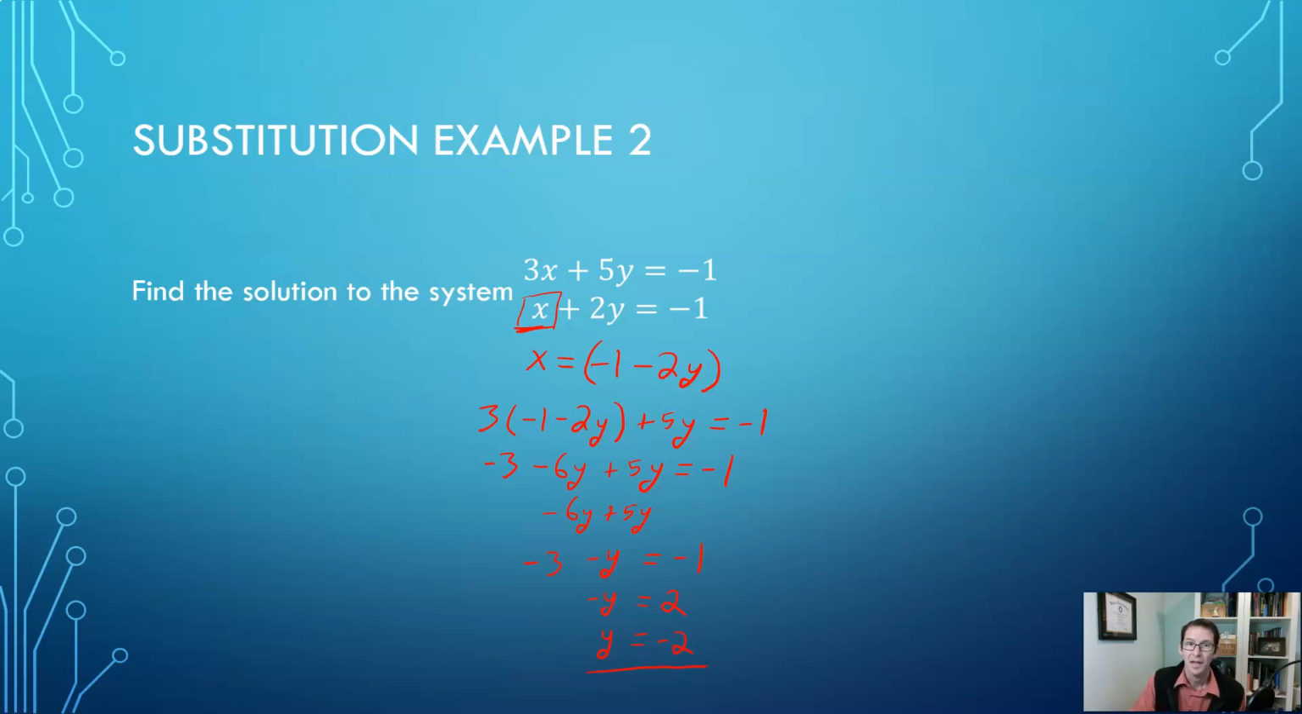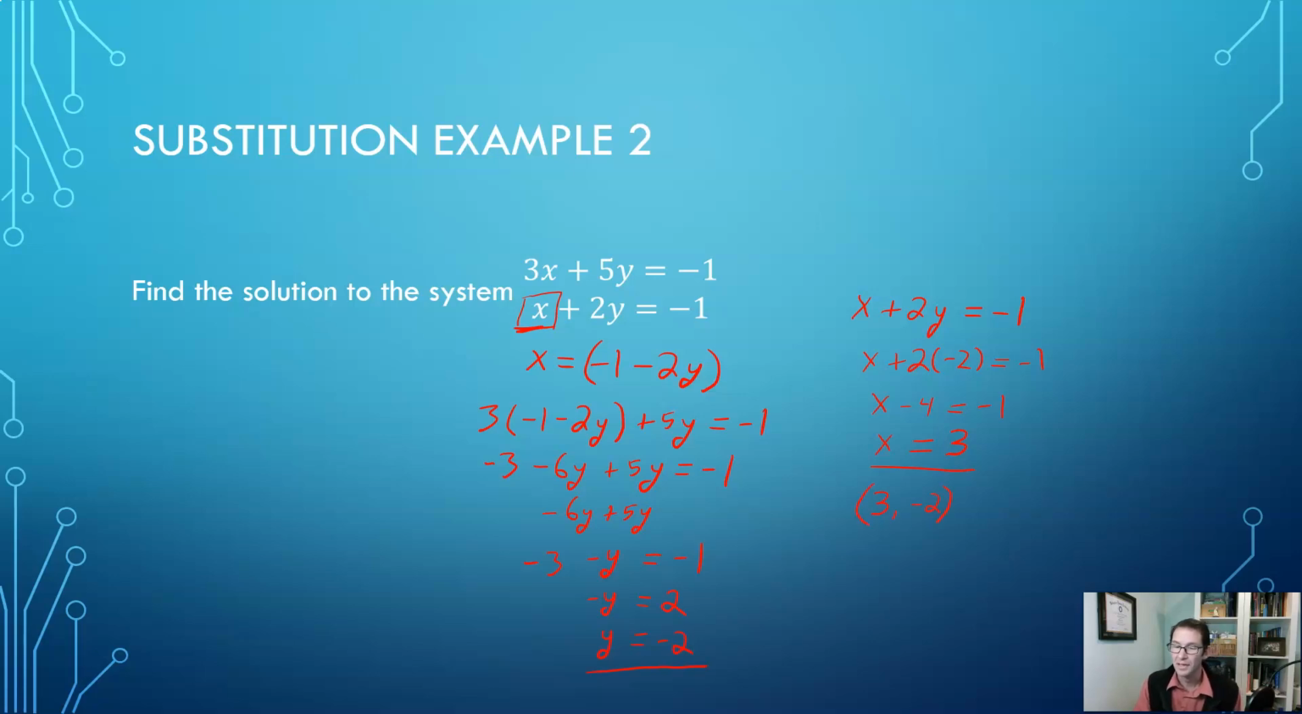So I'll start there, and I'll have x plus 2y is equal to -1, and I'll substitute that -2 in there. So I have x plus 2 times -2 is equal to -1. So now I have x minus 4 equals -1, or x equals -1 plus 4 is 3. Now remember, we're going to write our answers as ordered pairs. So I'm going to claim that my final solution is the ordered pair 3, -2.